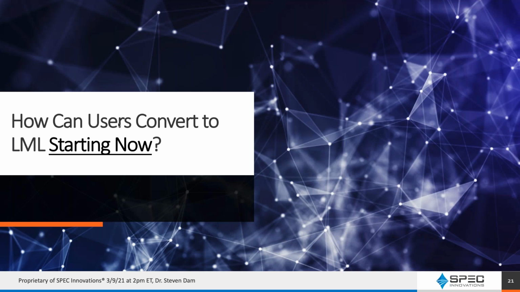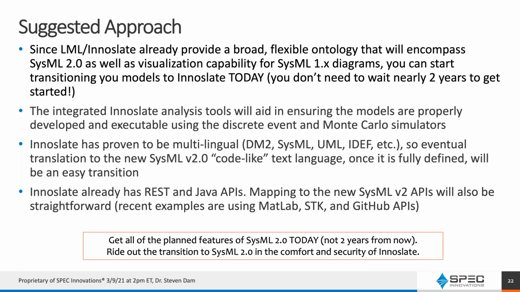So how do you convert starting now? Okay, first of all, our suggested approach is, since LML and Innoslate already provide that broad, flexible ontology you need, that gives you the breadth that already will encompass most of what's in SysML 2.0, or at least what's projected from what we can see is going to be in SysML 2.0. And again, you have the visualization for the 1.x diagrams.